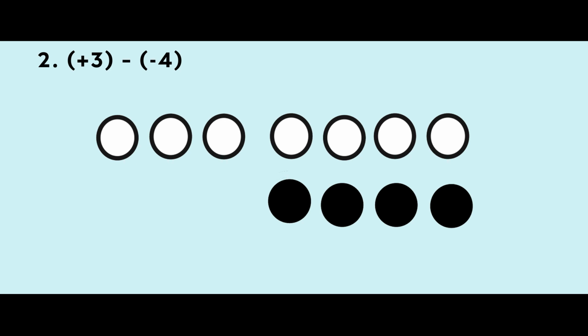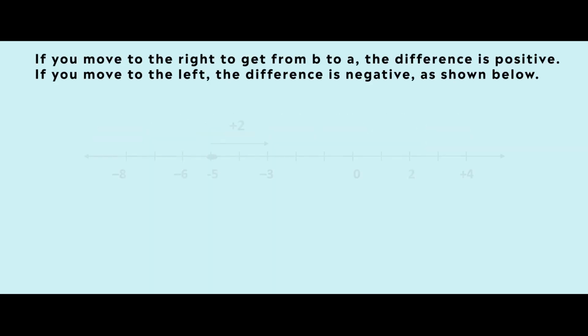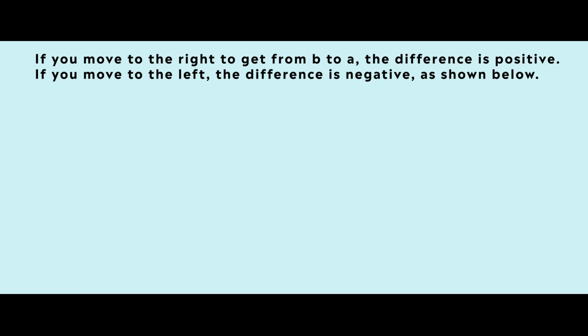Now we got 4 black counters. That means that is negative 4. You can take away negative 4 from positive 3, and you are left with 7 white counters. That means it is positive 7. If you move to the right from B to A, the difference is positive. If you move to the left, the difference is negative as shown below.